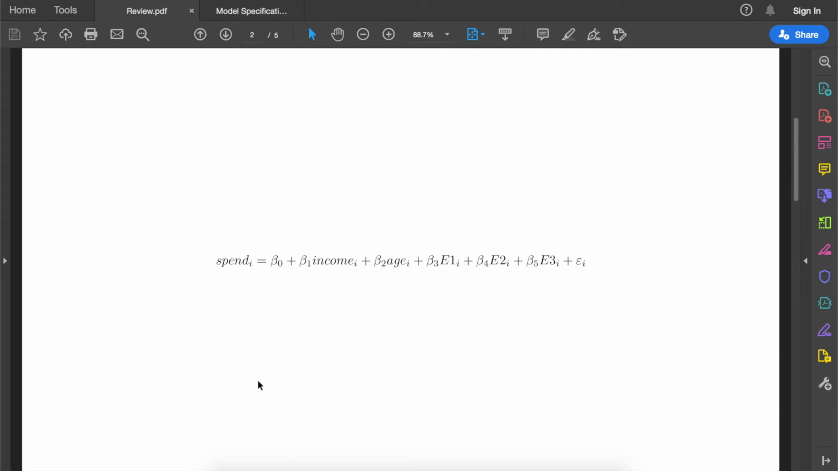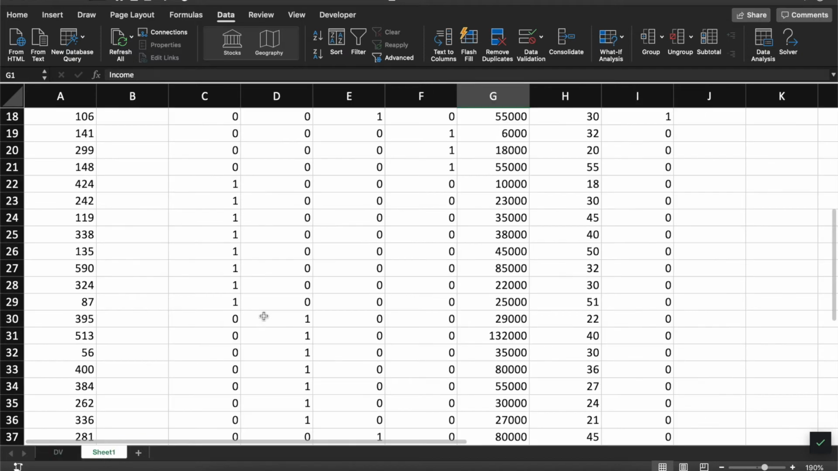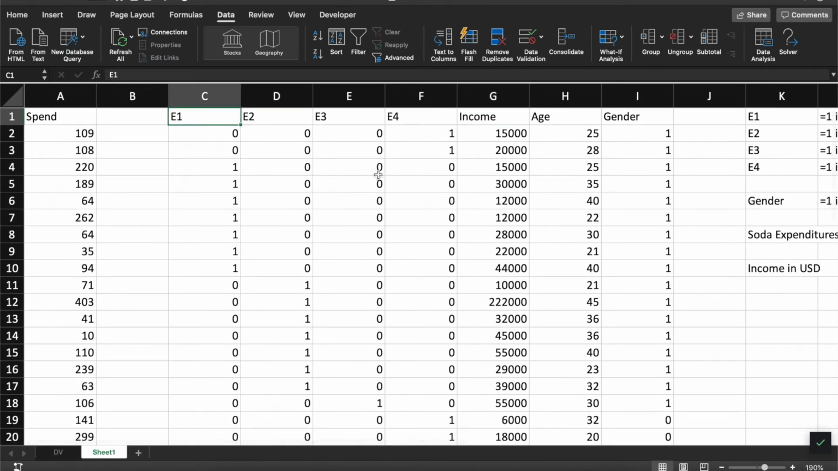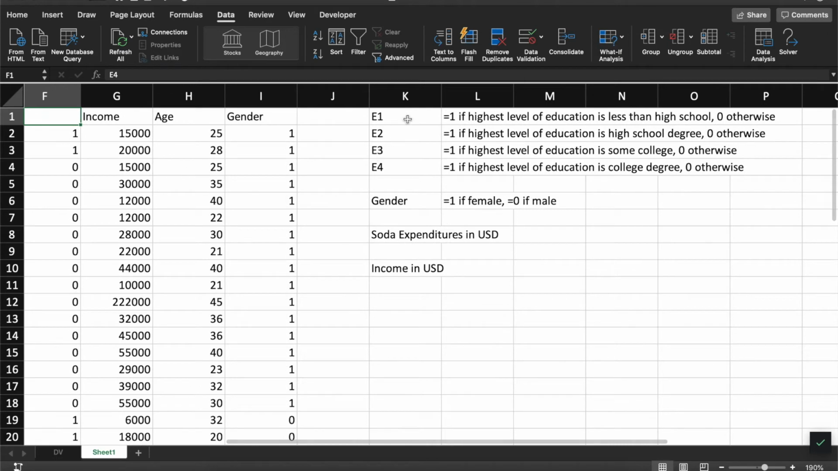So now we're going to run this regression here, which is, again, soda expenditures as a function of income, age, and now we have these three dummy variables, E1, E2, and E3. So if we go back to our actual data set, we see these variables E1, E2, E3, E4. If we scroll over just a little bit, we get an explanation of what these variables mean. So E1 is equal to 1 if the highest level of education for that person is less than a high school degree, and then 0 otherwise.